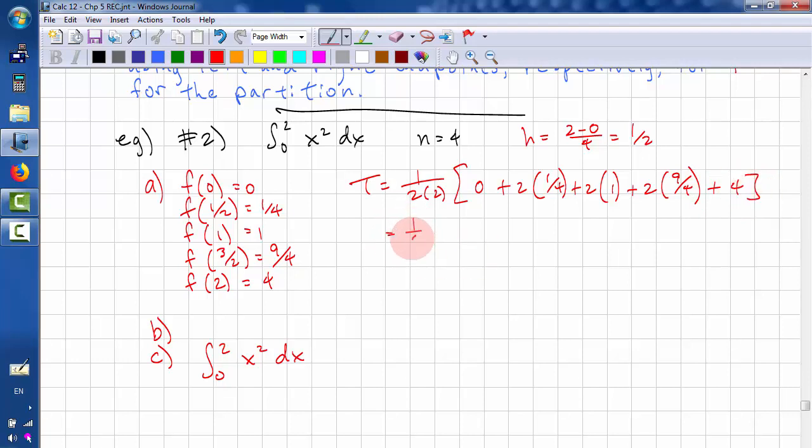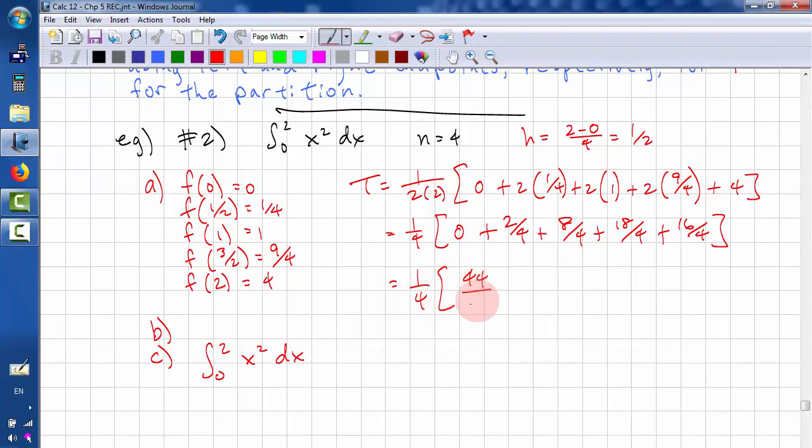So we have 1/4, and let's use fourths for everything. 0 plus 2 over 4 plus 8 over 4 plus 18 over 4 plus 16 over 4. This gives us 1/4 of 44 over 4. So this is just 11 over 4.